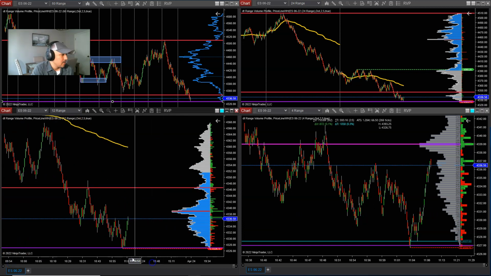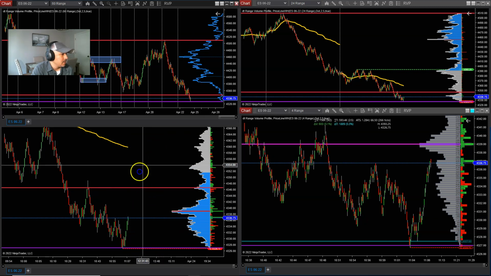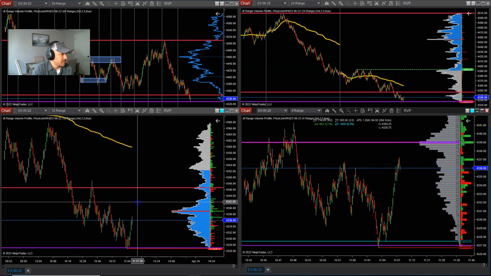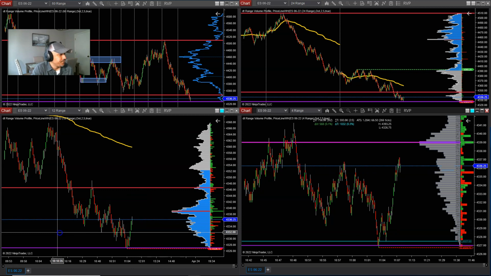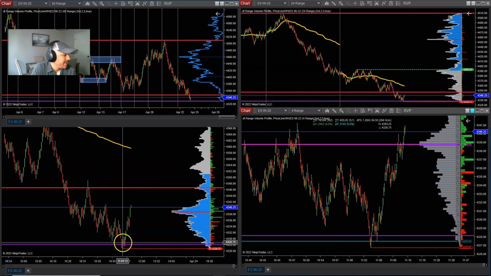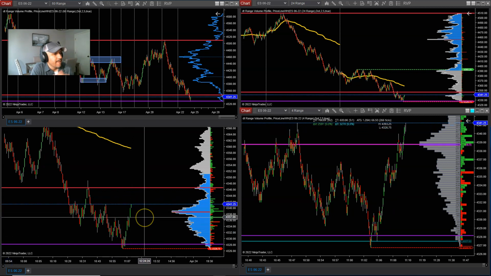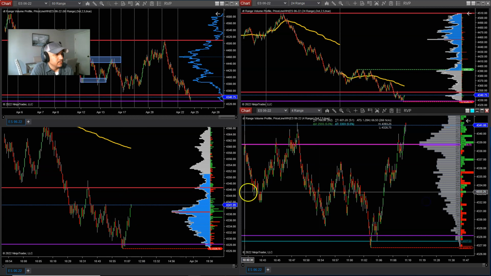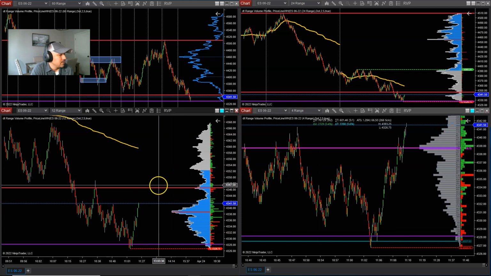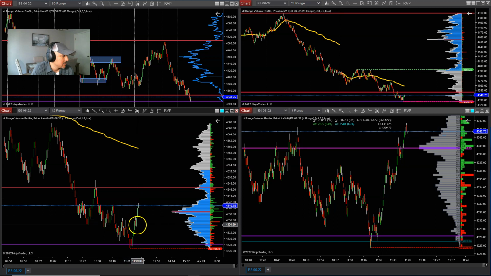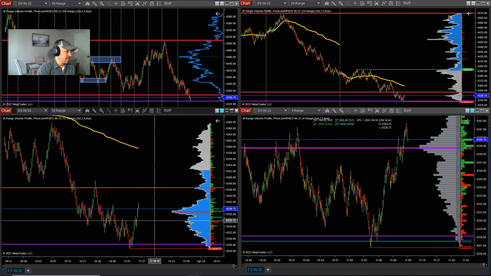Okay, looks like we are rejecting this area here. All right, so let's see if it's going to start breaking some structure to the upside now. Looks like price rejected this area here, so it's breaking some structure to the upside. Now I'm looking for a pullback. Right now it's breaking higher and higher. Let's see if we can get a pullback.